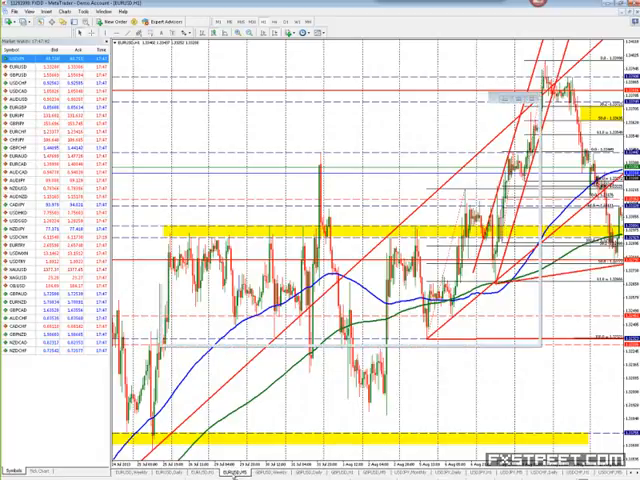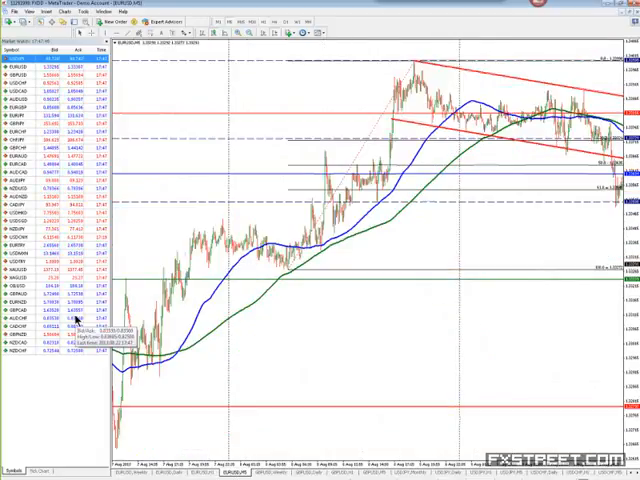Now, I want to take a look at the 5-minute chart here. And the blue line again represents a 100 bar, the green line represents a 200 bar moving average. And if you look at the 5-minute chart here, what do we see happening? We're staying above the green line. We're staying above the blue line for the most part.